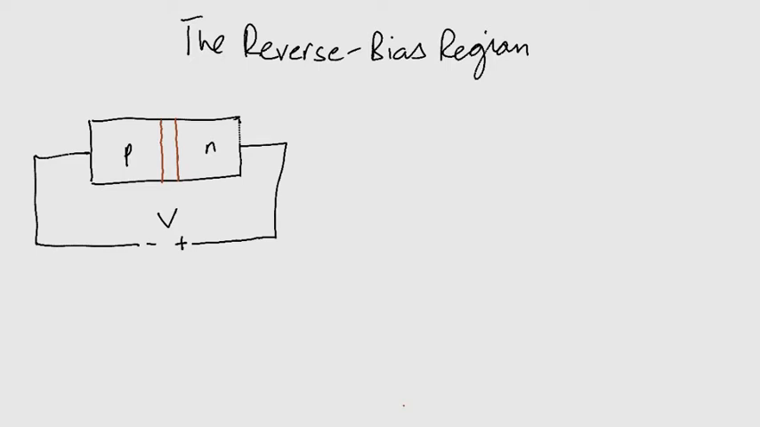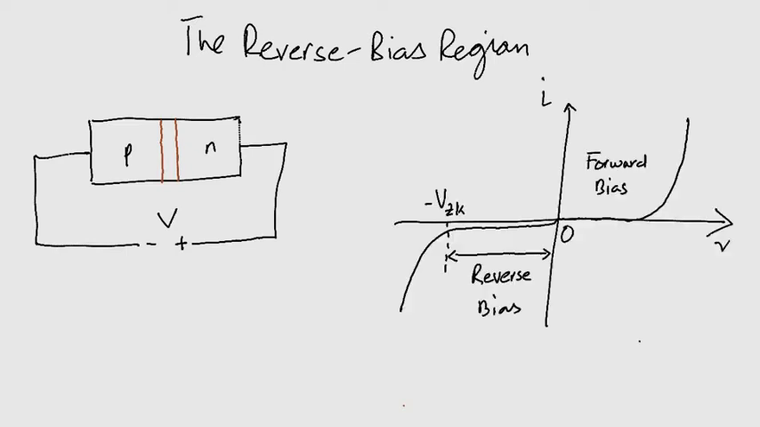The reverse bias region is entered when the diode voltage V is made negative. Another way to put it is that the cathode is at a higher potential than the anode. It is this region in the graph.